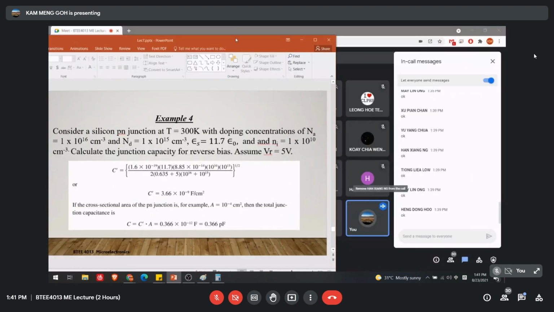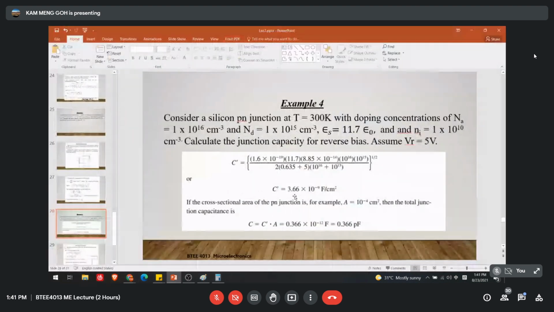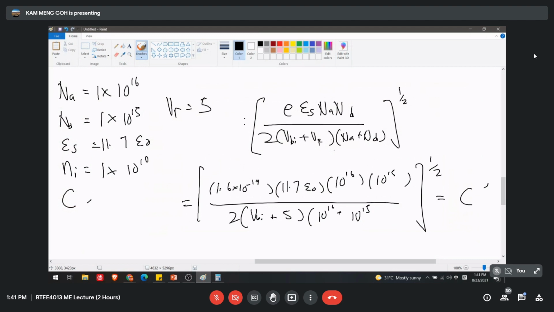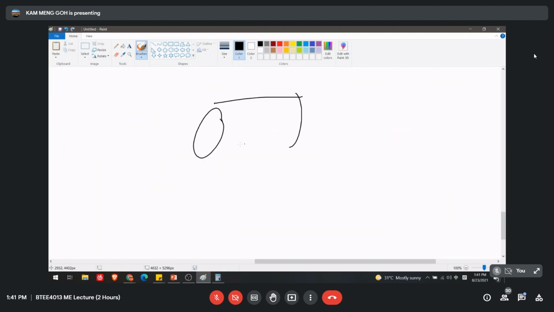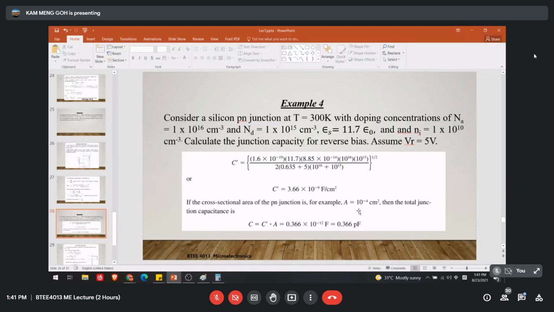Okay, according to the slide, your capacitance will be equal to 3.66 times 10 to the power negative 9. So if he asks you, this one is the cross-sectional area of the PN junction, let's say if your semiconductor is something like this, your area is given here, A. Your area is 10 times 10 to the power negative 4. Then if you want to calculate total junction capacitance, you just need to multiply the area with the capacitance to get your total capacitance. And then this one is the capacitance in the farad.